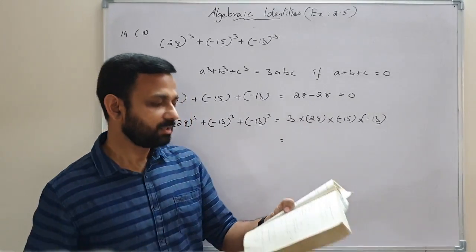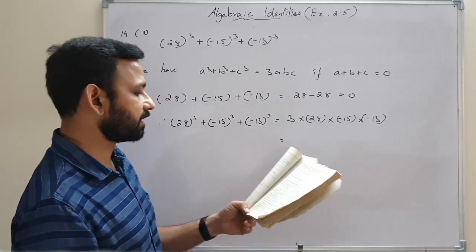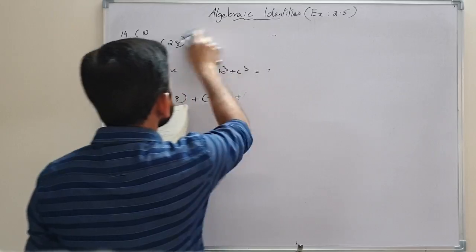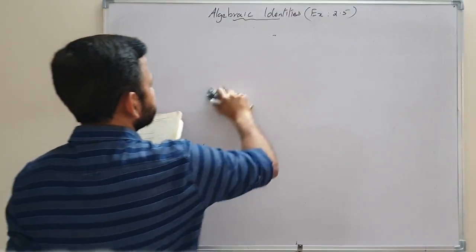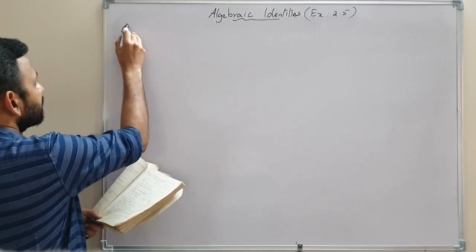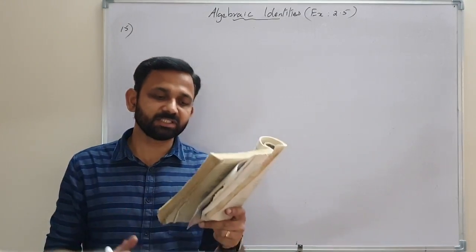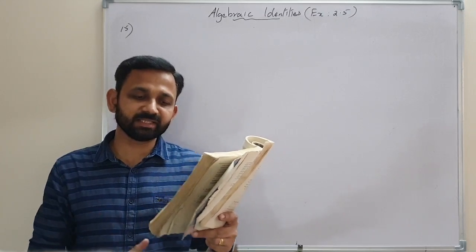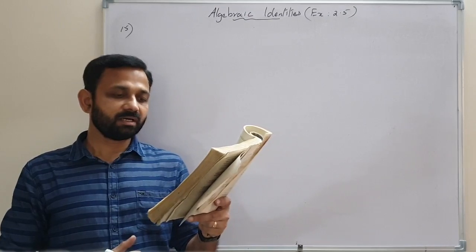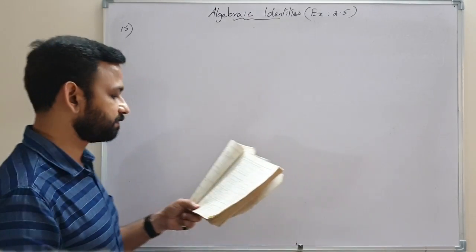Similarly, we can do the 14th question, first part, exactly the same. Now we are going to do question number 15. Question number 15. Give possible expressions for the length and breadth of each of the following rectangles in which their areas are given. First part.